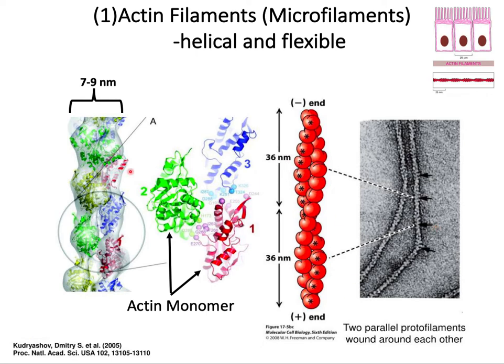On the left is a molecular model of the actin filament, and as you can see, there are 3 individual monomers shown right here, and these form a twisted, helical chain of actin.